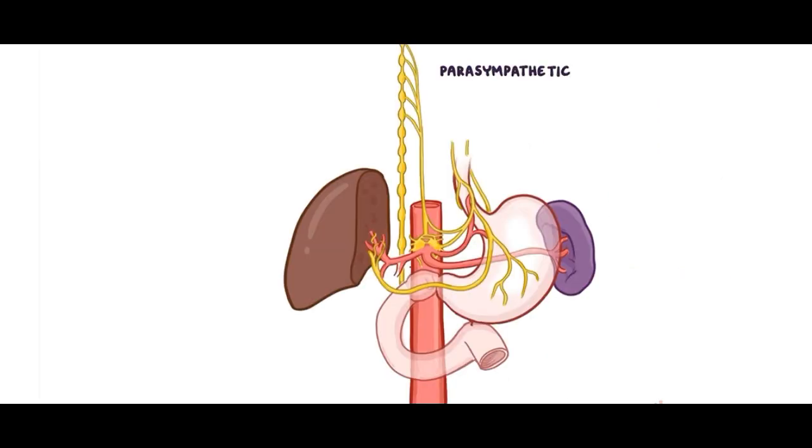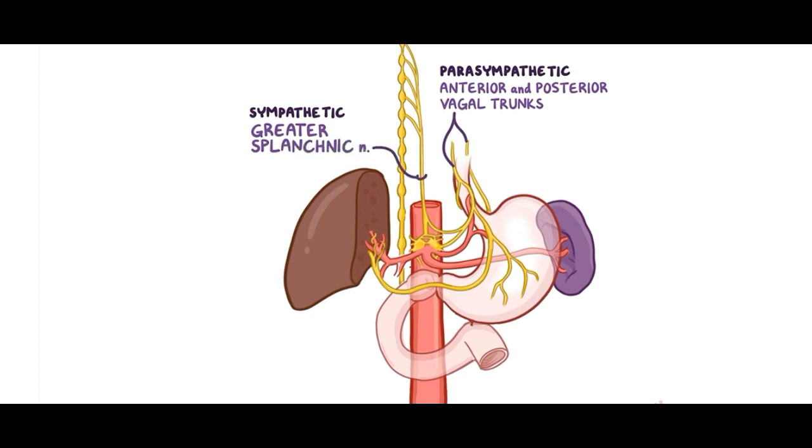The parasympathetic innervation of the stomach is provided by branches of the anterior and posterior vagal trunks, while the sympathetic innervation of the stomach is through the greater splanchnic nerves from the T6 to T9 spinal cord levels.